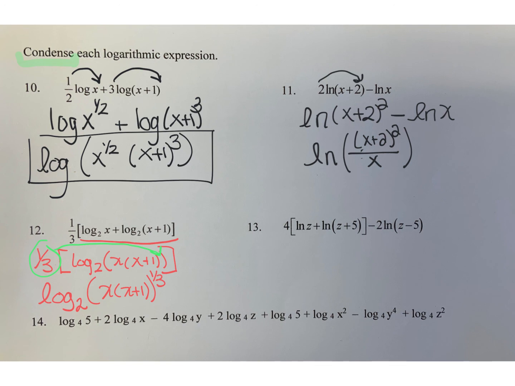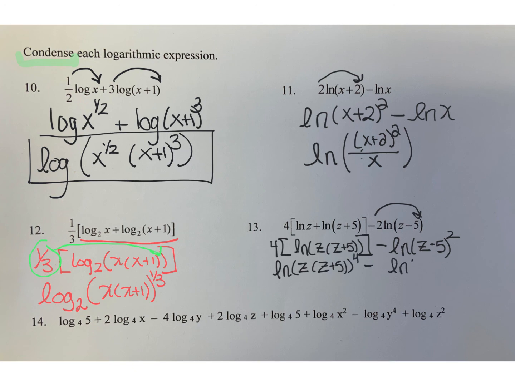Okay, the next one. Let's start on the inside. So the 4 and then bracket. On the inside here, I'm going to have ln of z plus 5 minus, I'm going to pop the 2 up, ln of z minus 5 squared. I can take my 4 and pop it up, so I get ln of z times z plus 5 to the 4th minus ln of z minus 5 squared.